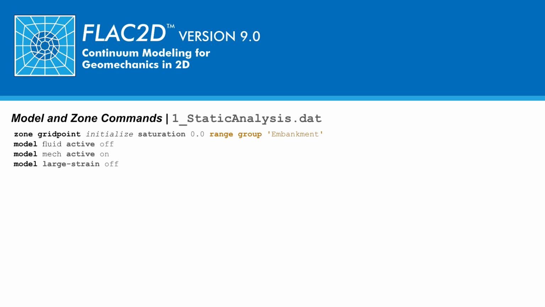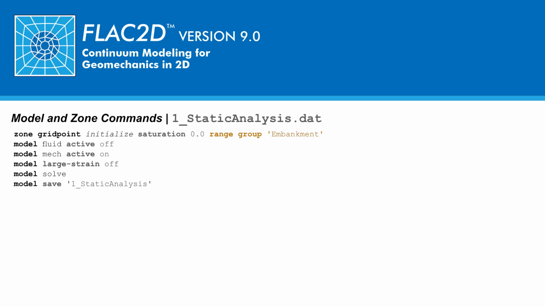We will now solve for static equilibrium using the model solve command. Note that static equilibrium is achieved iteratively using local damping. These iterations continue until the mechanical ratio is less than a set limit. Currently in this analysis, 1 times 10 to the minus 5. Once the solution is found, the final step in this analysis is to save the state. This is accomplished using the model save 1_static analysis command.